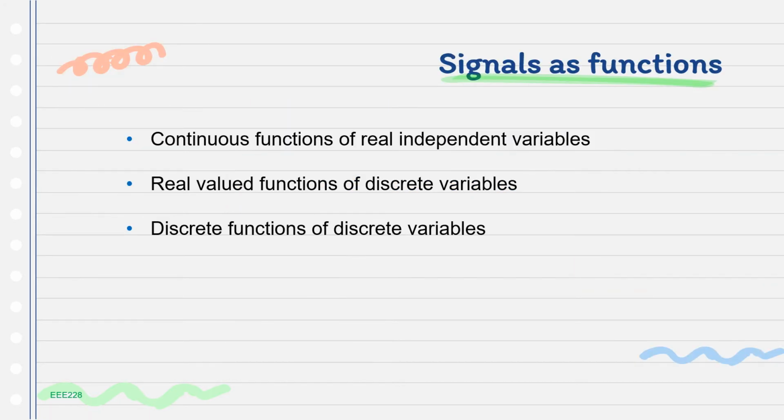Okay, signals as functions. Signals can be represented with different types of variables. So signals as functions, we can have continuous functions of real independent variables. We can also have real valued functions of discrete variables, and we can also have discrete functions of discrete variables. And all these functions can be in 1D, one-dimensional, or two-dimensional, or the dimension can be more.